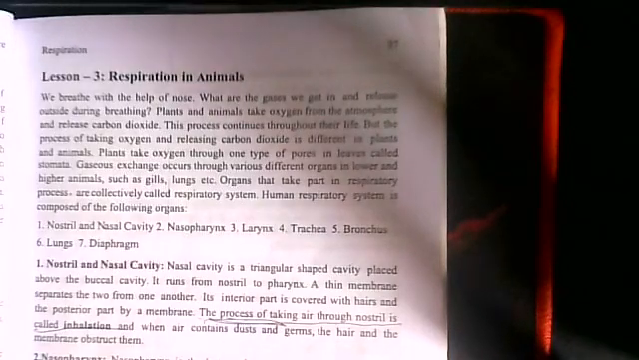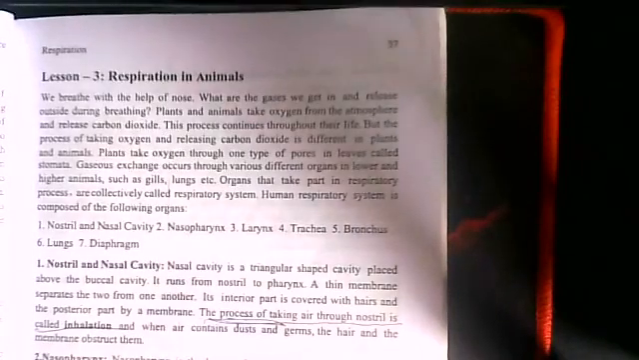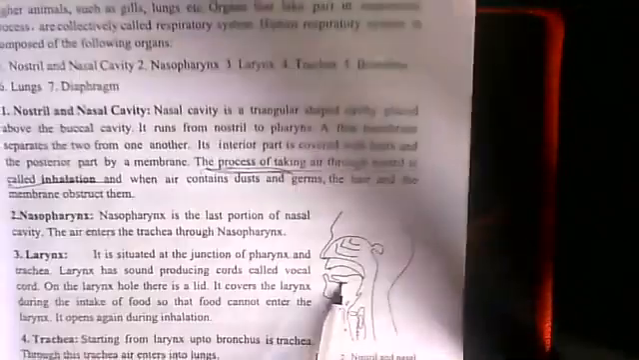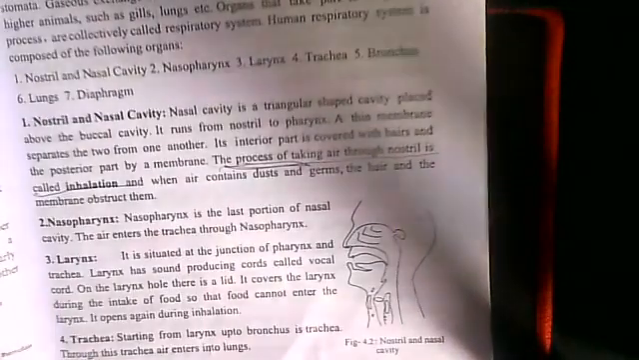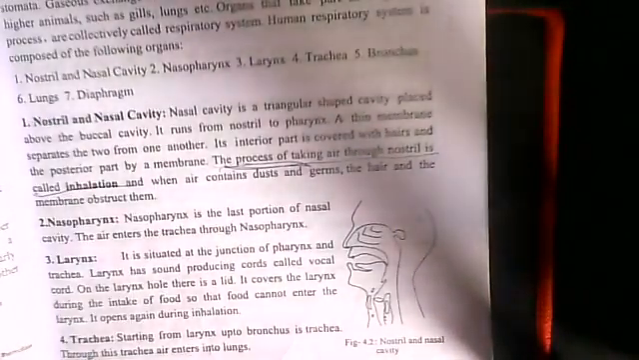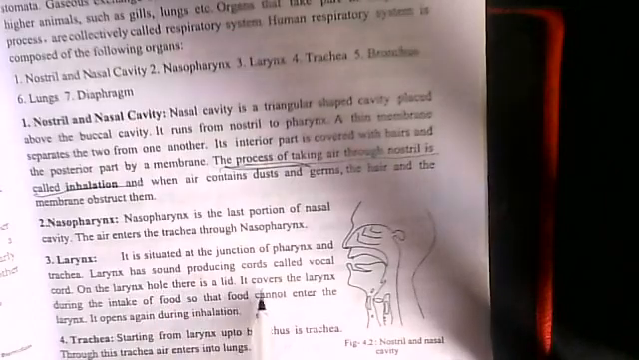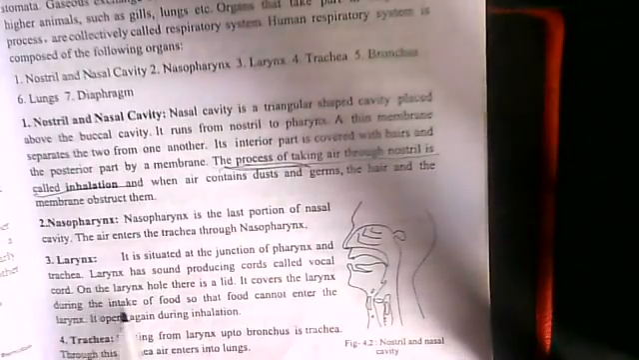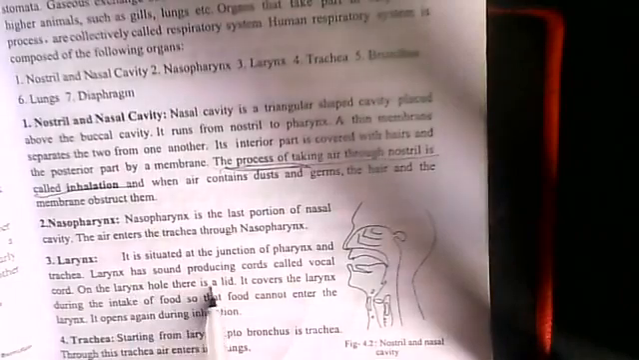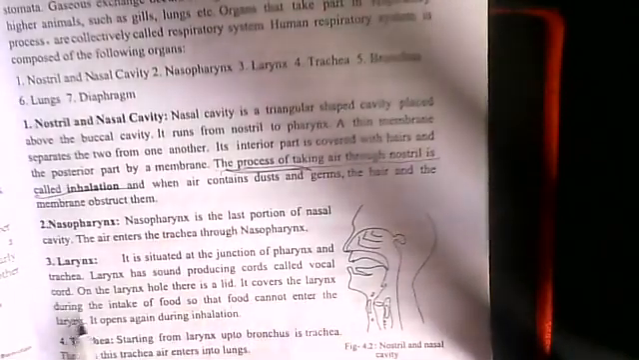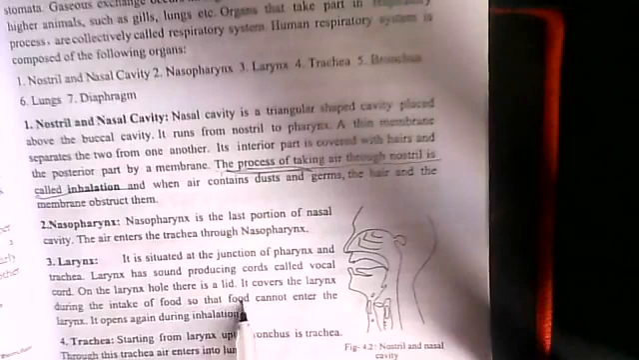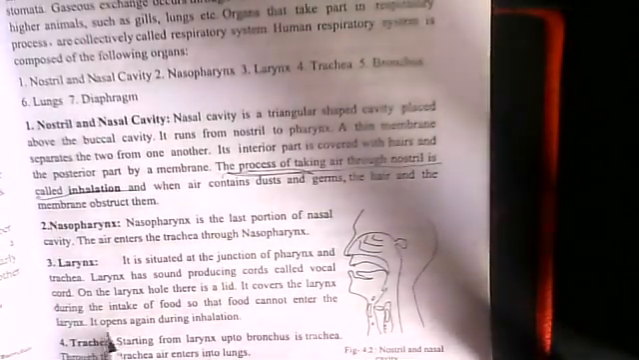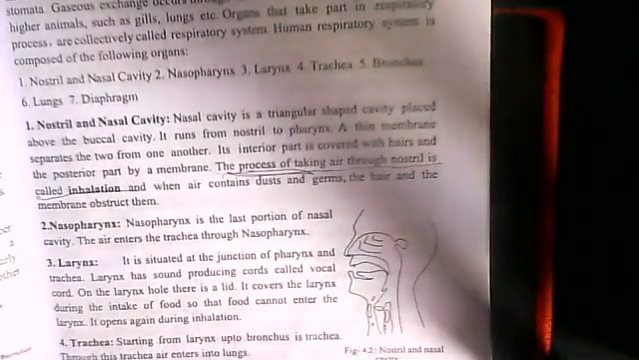Nasopharynx. Nasopharynx is the last portion of nasal cavity. The air enters the trachea through nasopharynx. Larynx. It is situated at the junction of pharynx and trachea. Larynx has sound producing cords called vocal cord. On the larynx hole there is a lid. It covers the larynx during the intake of food so that food cannot enter the larynx. It opens again during inhalation.